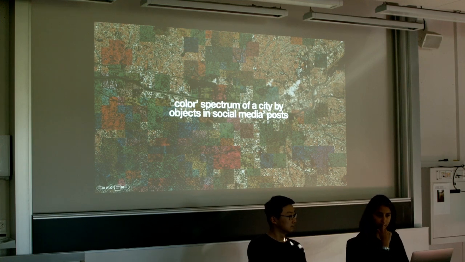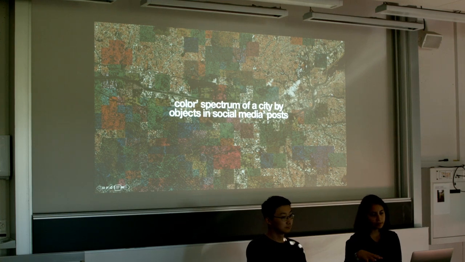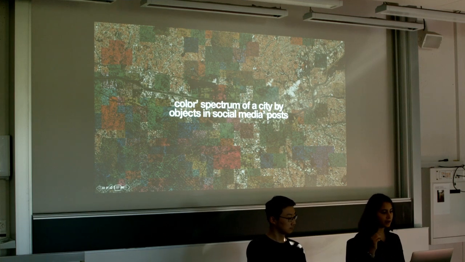By running these algorithms of image identification or feature extraction, we were able to transform the image into numbers. And these numbers later were fed into an algorithm for clustering, where, by finding similar patterns, similar images were clustered together. What you're seeing here in color are all these clusters that were formed based on similar patterns projected back to space. That's why we're calling it a color spectrum of a city by objects in social media posts.